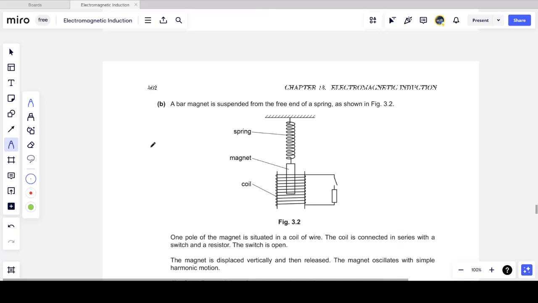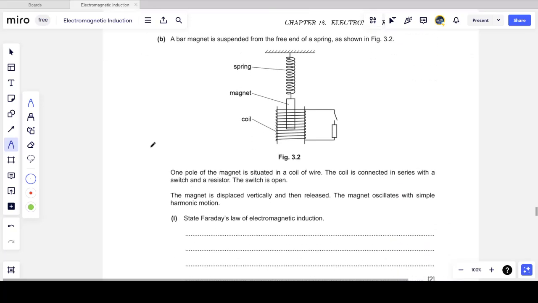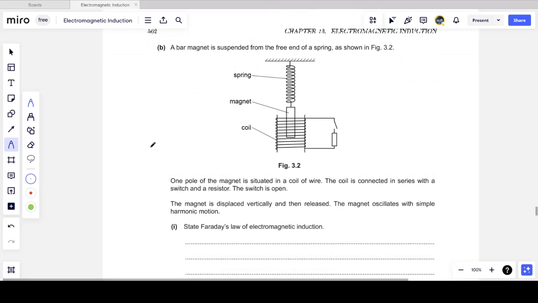Now, the next part of the question says a bar magnet is suspended from the free end of the spring. One pole of the magnet is situated in a coil of wire, and the wire is connected in series with a switch and a resistor. The switch is open, the magnet is displaced vertically and then released, and the magnet oscillates with simple harmonic motion.